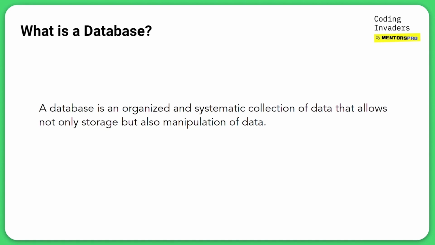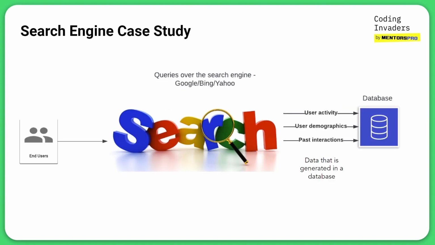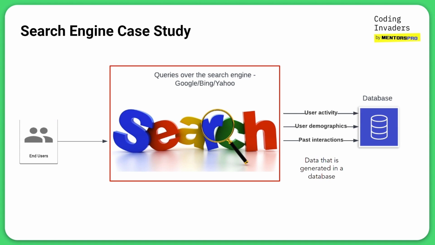So there are two functionalities of a database. One is data storage, another is data manipulation. Let's understand more about database with the help of a search engine example. We use search engines like Google, Yahoo, Bing, etc. to search our queries. In a search engine, we are the end users. And the search engine obviously is Google, Bing, Yahoo, etc.